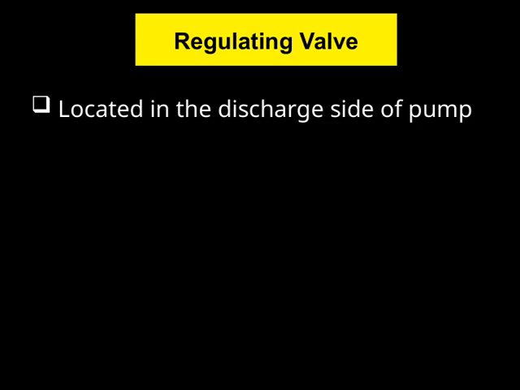The regulating valve is located on the discharge side of the pump, which is a key point to remember. Its main purpose is to control the flow and pressure of the fluid as it exits the pump. By adjusting this valve, we can maintain the desired system pressure and prevent any potential damage caused by excess pressure. This component plays a crucial role in ensuring the pump operates efficiently and safely, especially under varying load conditions.